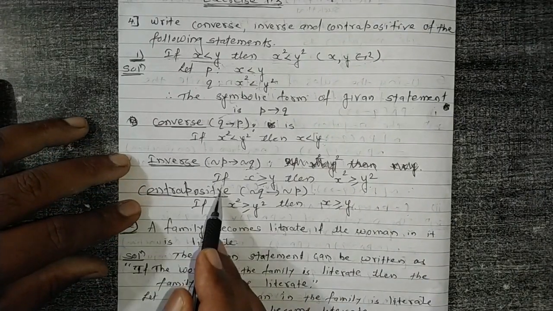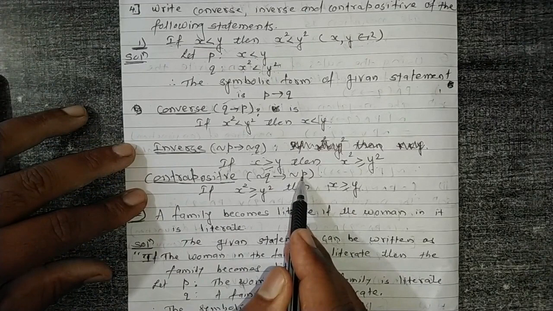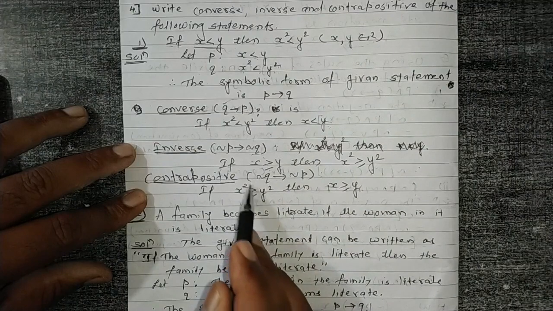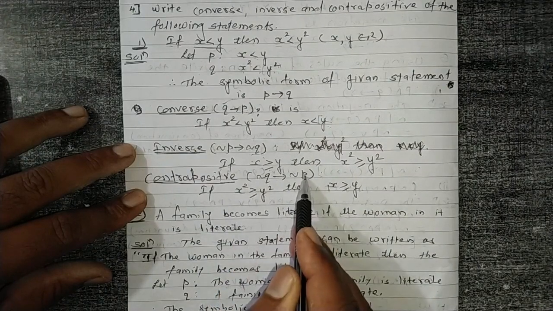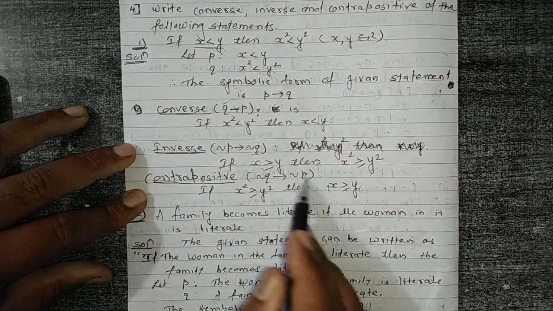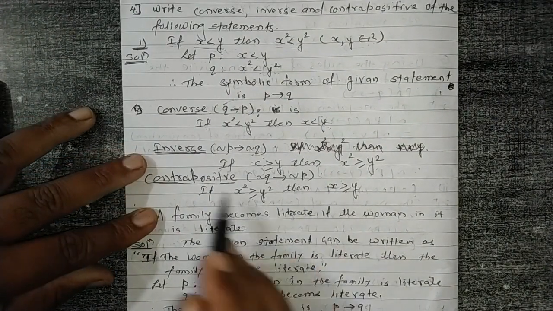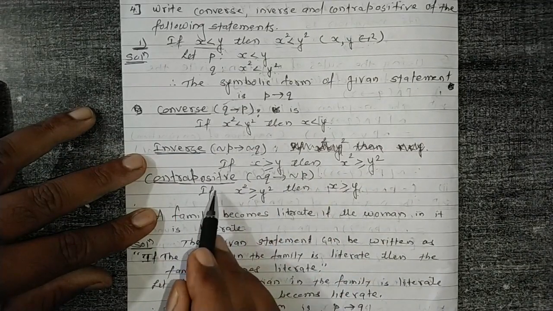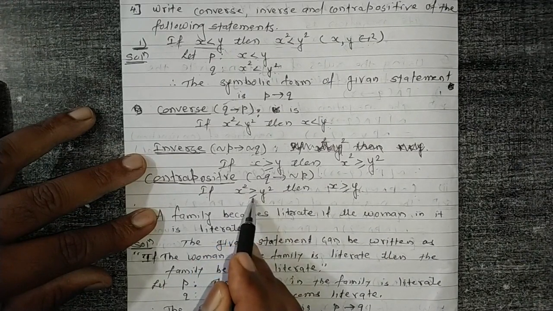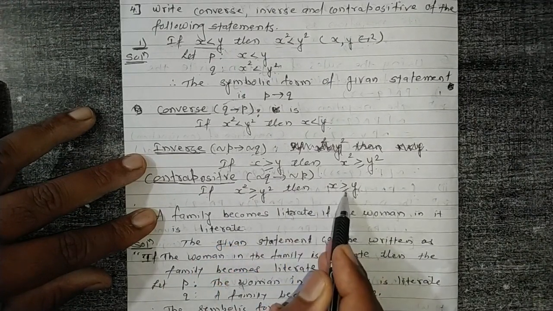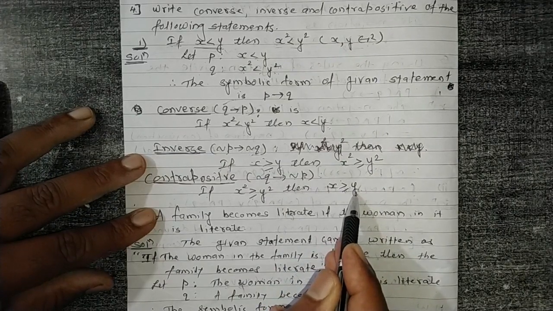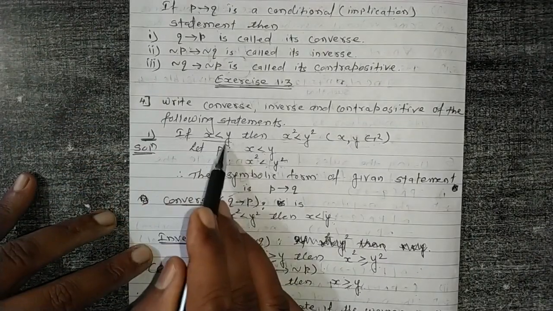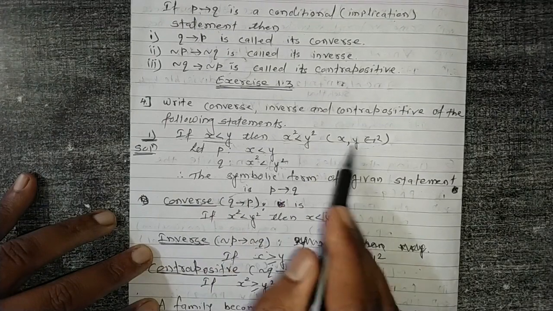Now its contrapositive: negation Q conditional negation P. Q is x square less than y square, its negation is x square greater than or equal to y square. P means x less than y, negation P is x greater than or equal to y. Therefore the contrapositive of the given statement is, if x square greater than or equal to y square, then x greater than or equal to y. Now these are the converse, inverse and contrapositive of the given statement, if x less than y, then x square less than y square, x and y belong to R.